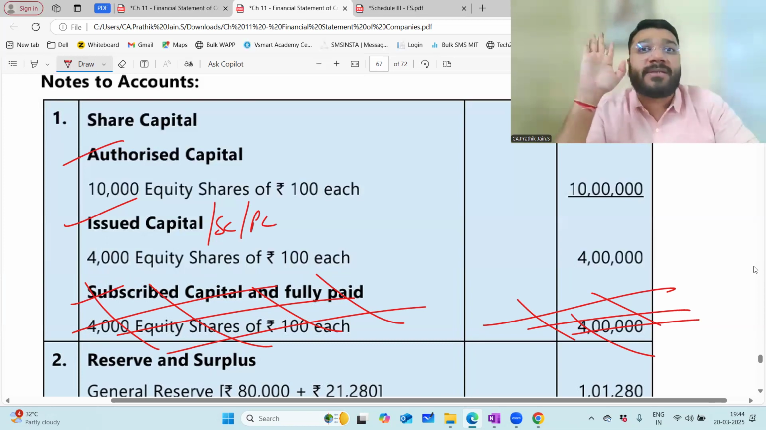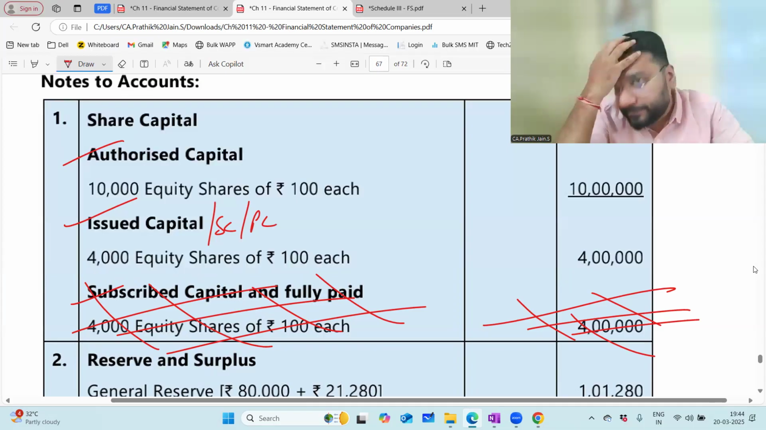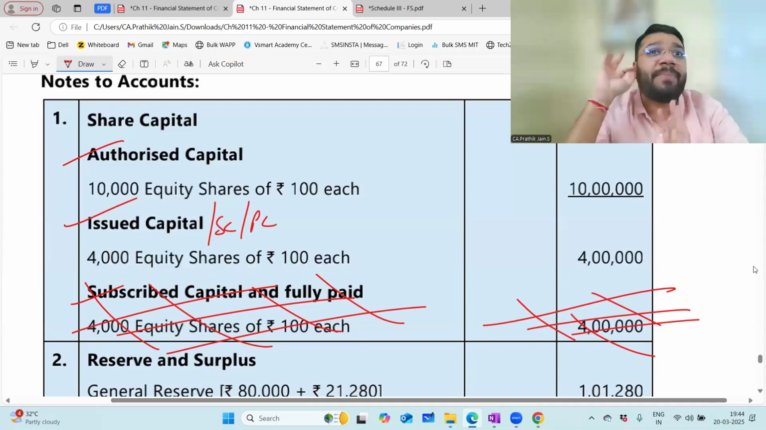In P&L we have been left with other expenses. Correct? With that you leave as it is. Go to the fresh next page for note number 1. So page 1 done, page 2 done. Now page 3, note number 1.